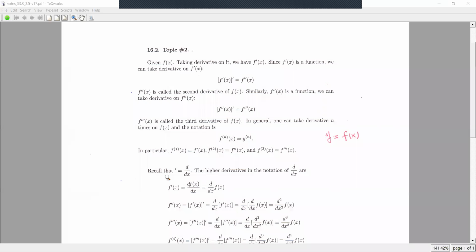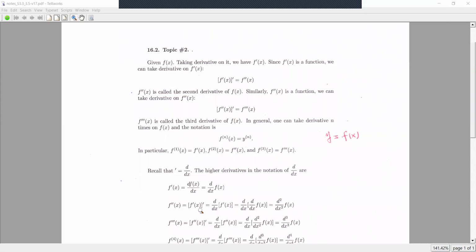Recall that there are two popular notations for derivatives. One is the prime notation. The second one is the d over dx notation. Now, let's see how to represent higher derivatives in terms of the d over dx notation. Take the derivative of the function. The d over dx notation is this.